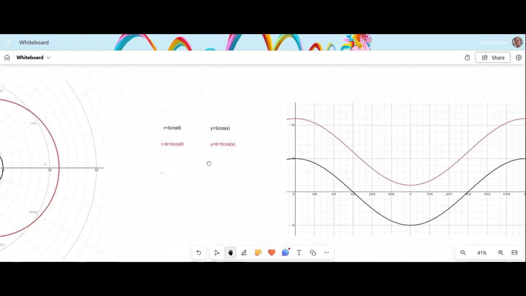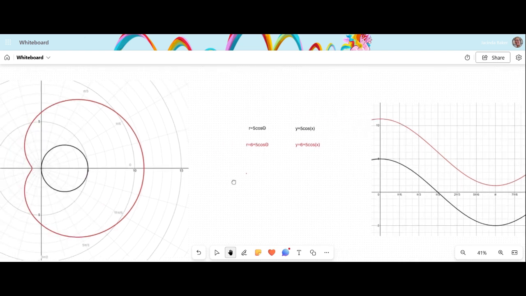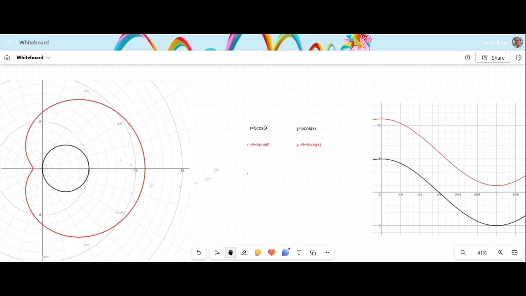Interesting. And that is because the 5 cosine theta, its range goes from -5 to +5. But again, with the 6 there, 6 plus that, it is always positive. So r is always positive for r equals 6 plus 5 cosine theta. So just relating those graphs. Hope that helps a little bit.